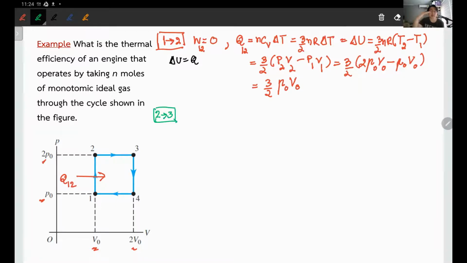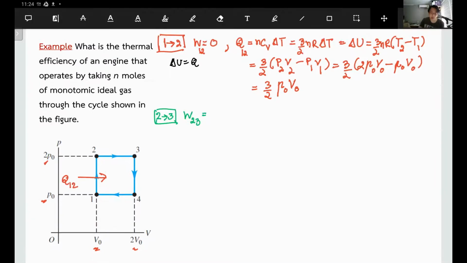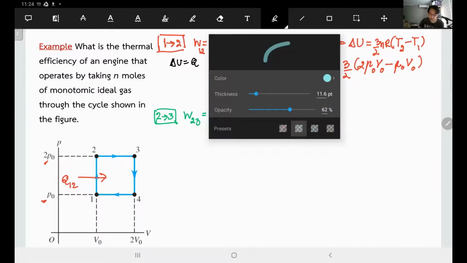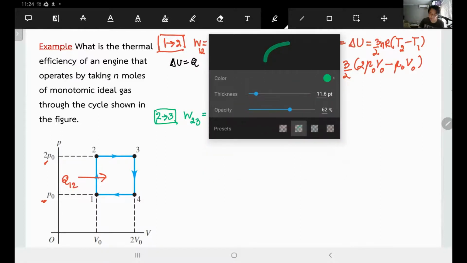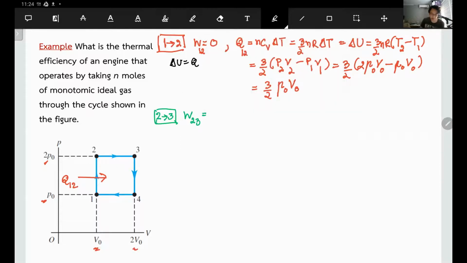All right, it's an isobaric process. So, that's not too bad. W is going to be the area under the curve, which from 2 to 3 is going to be the rectangle area beneath the 2, 3 curve. So actually I can highlight that. Let me do the color coding here. Let's do green, 2, 3. So it's all the way down here. Very good. There you go.